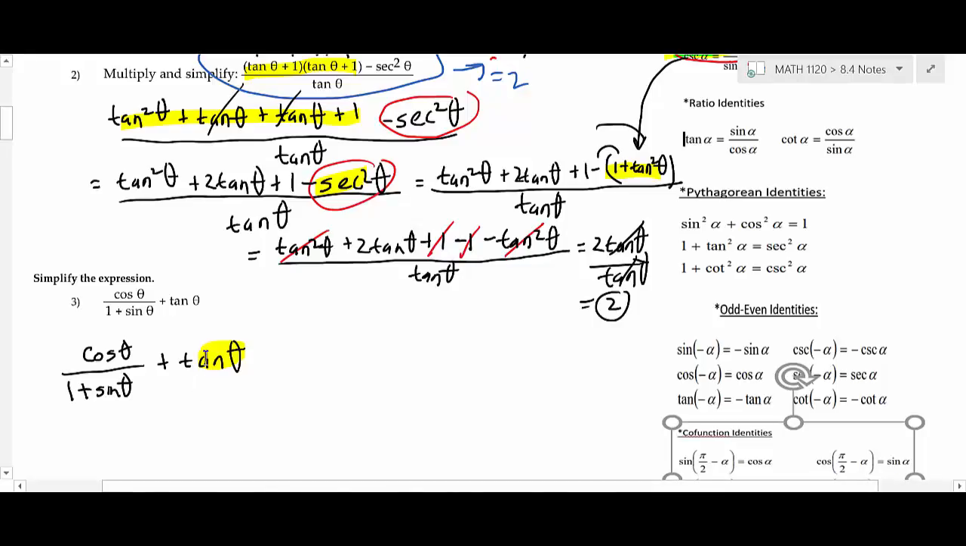Sine over cosine. Okay, that's 1. Let's go with it. And you just got to trust your instincts on this problem. You just find an identity and you go with it and you see where it leads you. Okay. So we're going to write this like this.